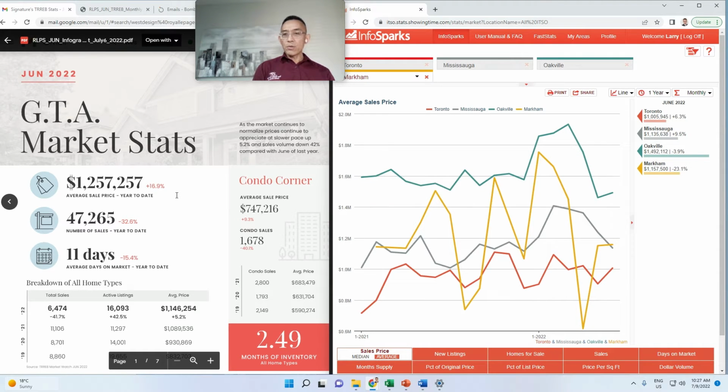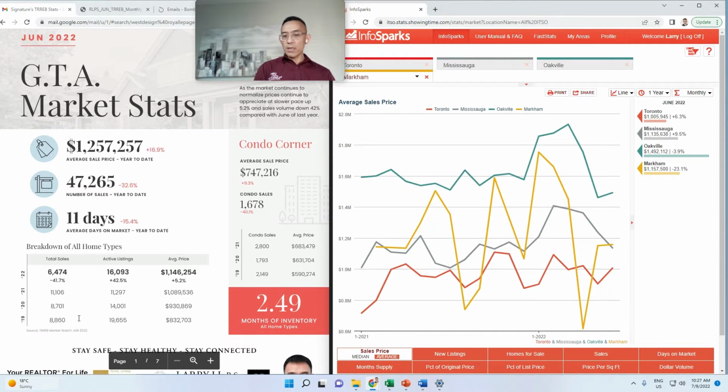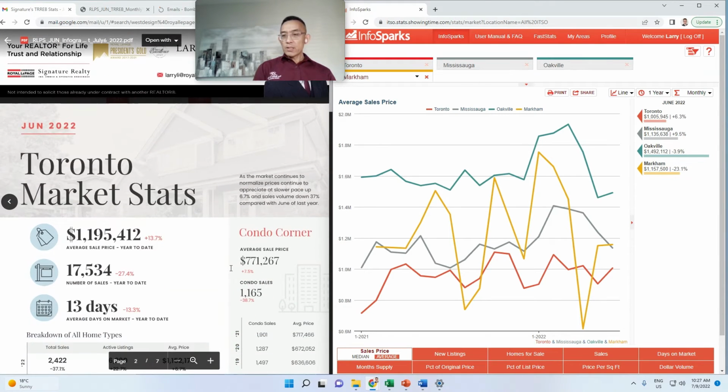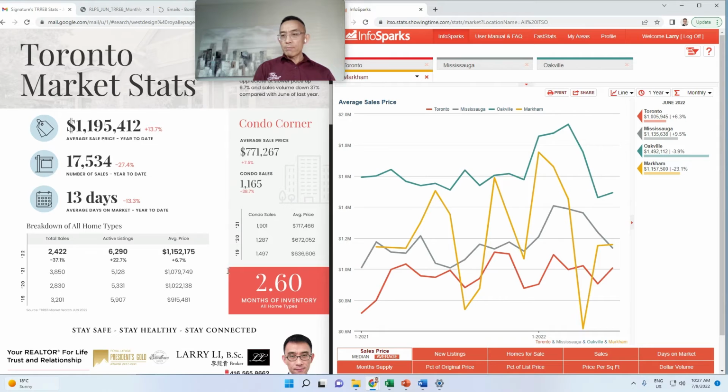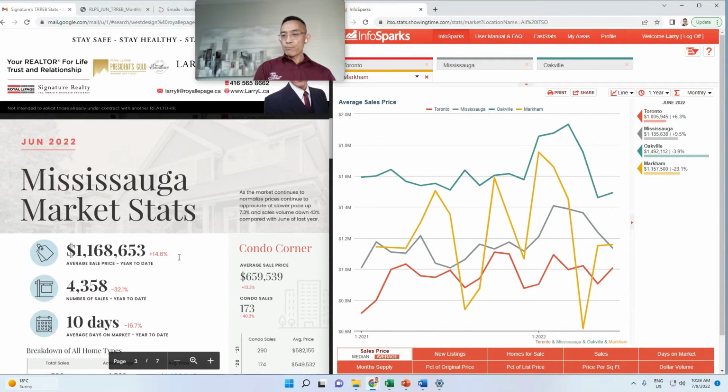On the left side, from the Toronto Real Estate Board, you can see the Greater Toronto Area average price is 1.2 million. However, we lost 41% of sales from last month, with inventory at 2.5 months. In downtown Toronto, average price 1.19, inventory 2.6, and we lost 37% of sales. However, you can see the condo market still has a steady increase in this season, with the condo average price up 7%.